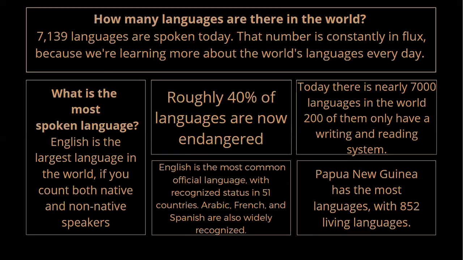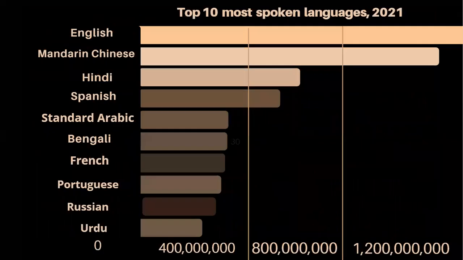There are 7,139 languages spoken in the world. 200 of them have a reading and writing system. These numbers are constantly in flux. English is the largest language in the world. Also Arabic, French, and Spanish are recognized. And let us note that 40% of the world's languages are now endangered.